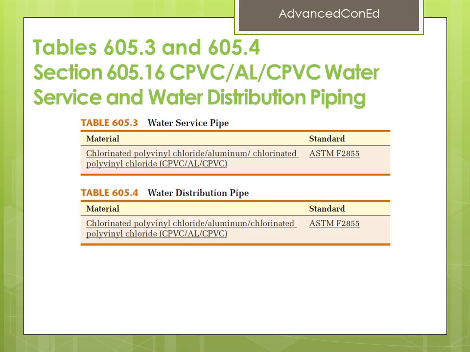Tables 605.3 and 605.4. Section 605.16 CPVC, AL, CPVC, Water Service and Water Distribution Piping. Table 605.3 Water Service Piping. Material: chlorinated polyvinyl chloride, aluminum chlorinated polyvinyl chloride, CPVC, AL, CPVC. Standard ASTM F2855. Table 605.4 Water Distribution Pipe. Material: chlorinated polyvinyl chloride, aluminum chlorinated polyvinyl chloride, CPVC, AL, CPVC. Standard ASTM F2855.